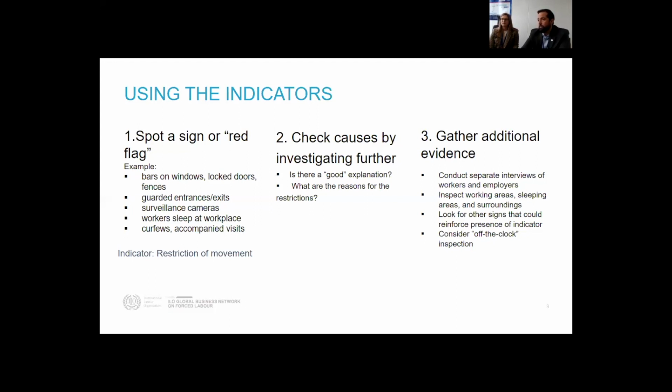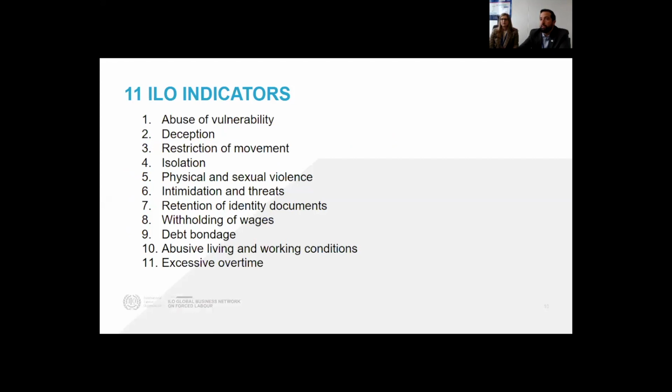Also gather additional evidence. So conduct separate interviews with workers and employers. It's always good to not do it together. The workers may feel under pressure or not comfortable to speak openly. Also inspect working areas, sleeping areas, and surroundings. So go beyond the workplace. Look for other signs that could reinforce the presence of an indicator, and also consider off-the-clock or surprise inspections. Okay, so this is an example of how to use the indicators related to restriction of movements.